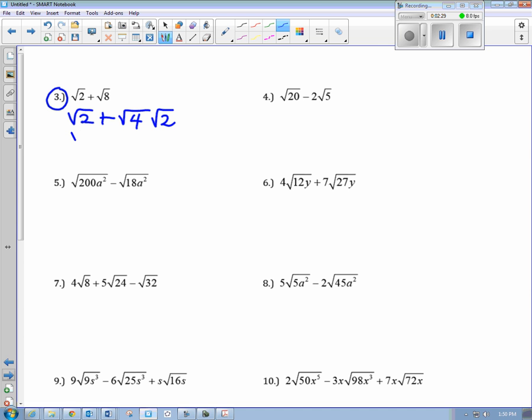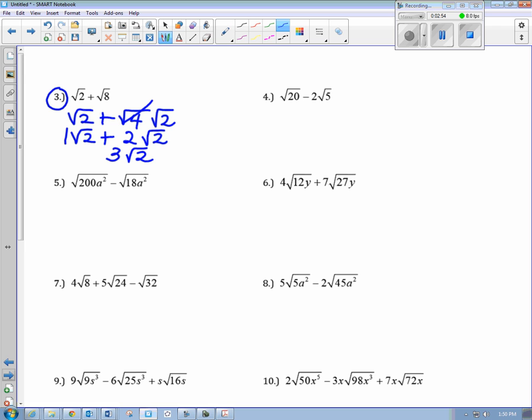And the reason why I'm picking 4 and 2 is because the square root of 4 we know is 2. So technically now I've converted that into a radical 2 term. So the first term is 1 radical 2 plus 2 more radical 2's, which gives me 3 radical 2's all total. So final answer here, 3 radical 2.